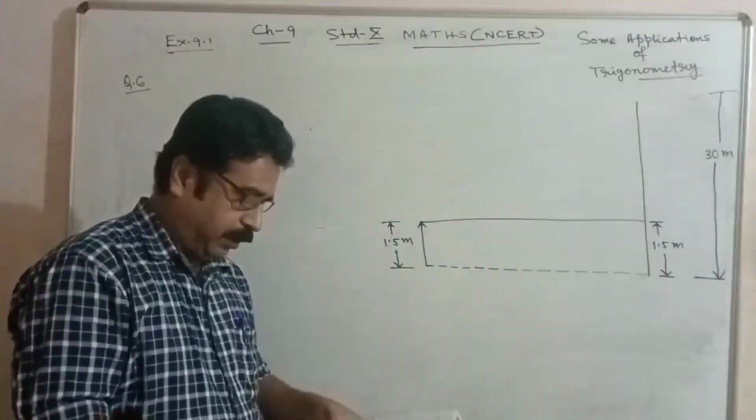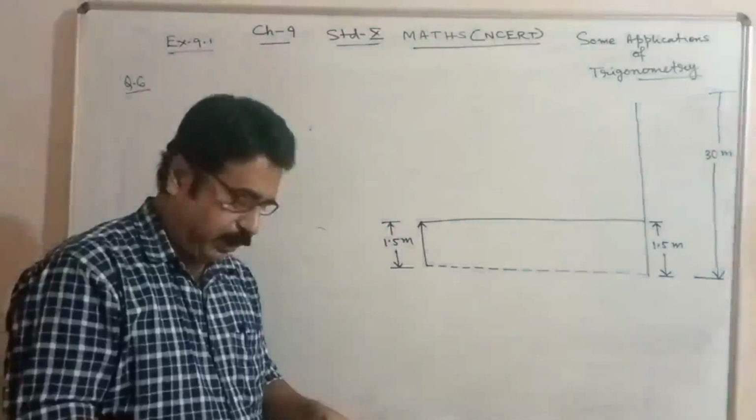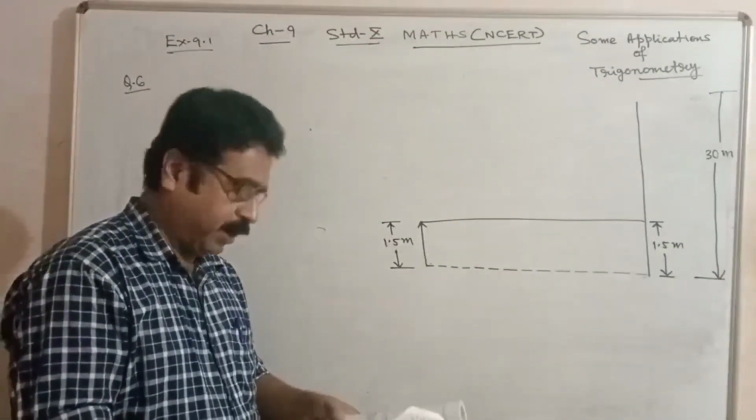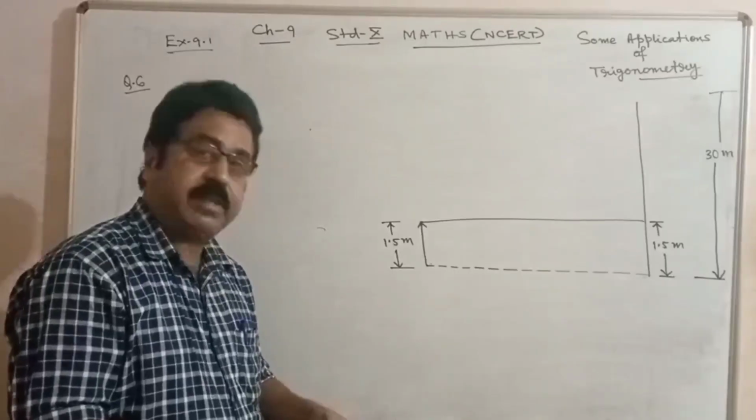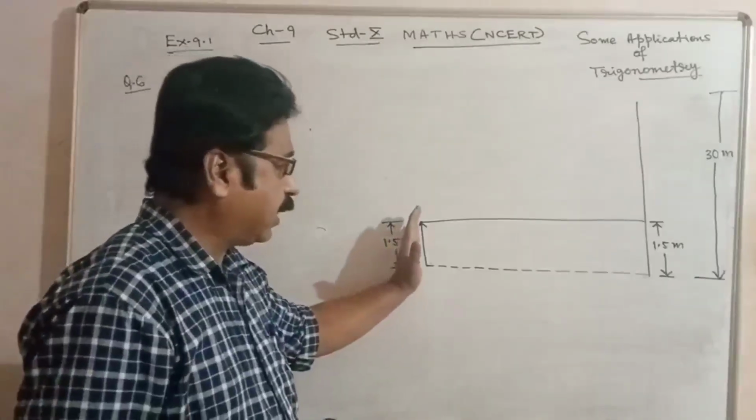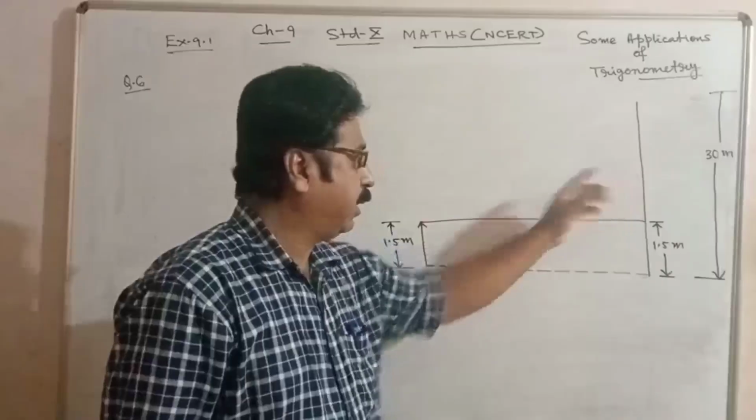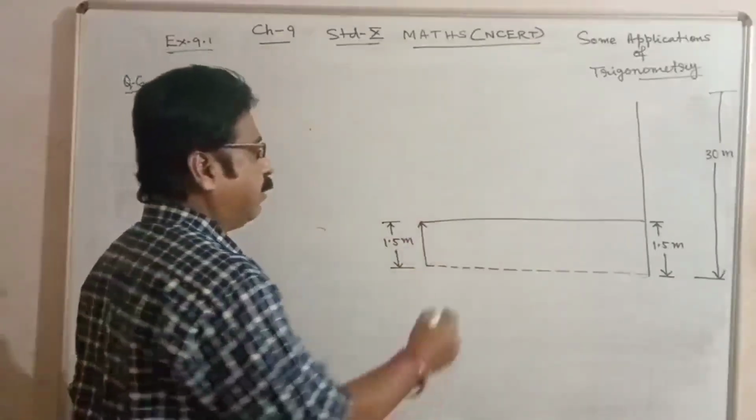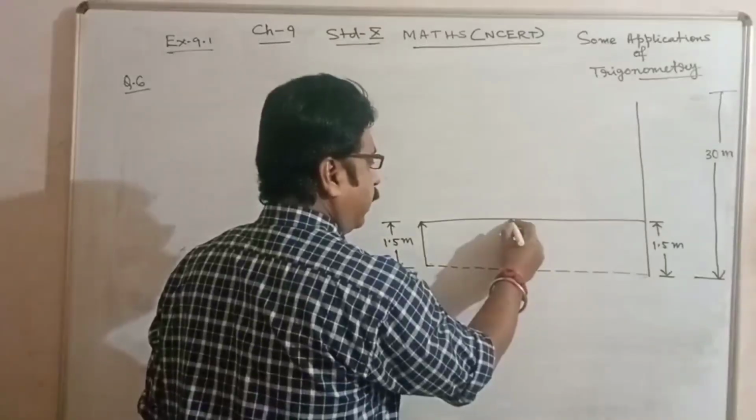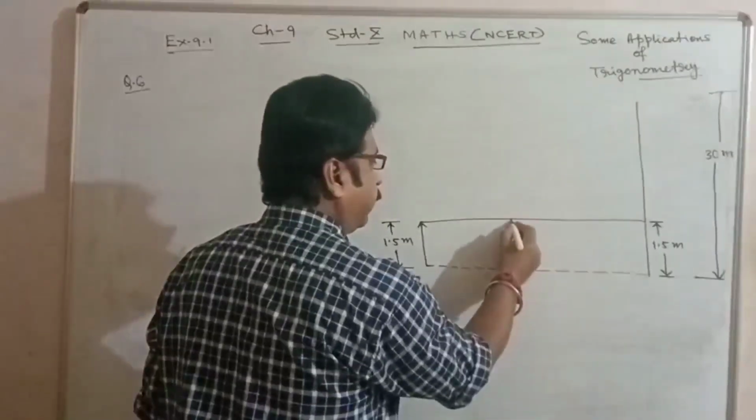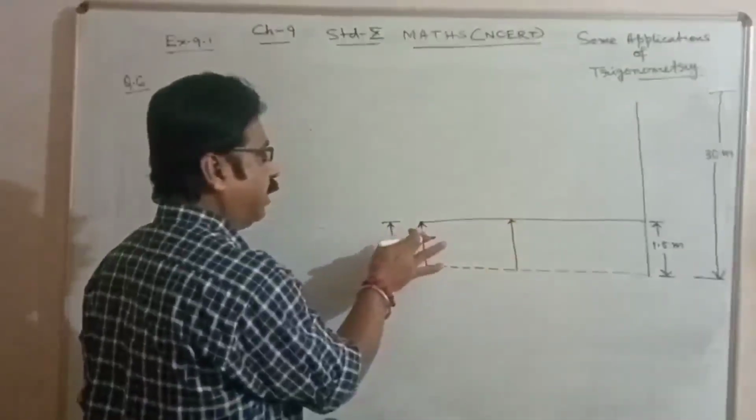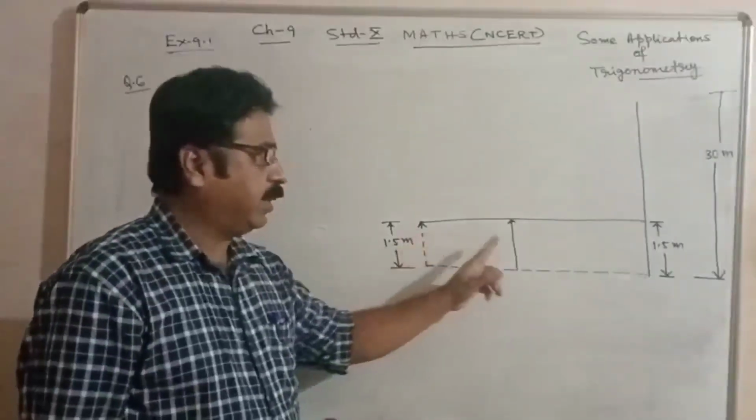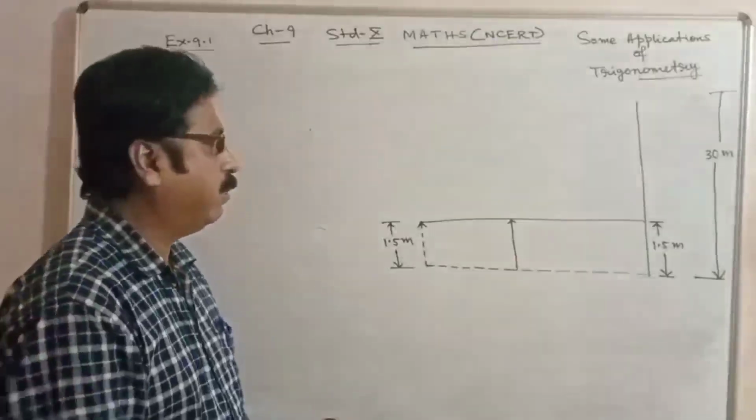The angle of elevation from his eyes to the top of the building increases from 30 degree to 60 degree as he walks towards the building. That means this boy is walking towards the building. This is the building, this is the boy. Boy is walking towards the building. Suppose after walking, his position is here. So this was the previous position of the boy. This is the new position of the boy.